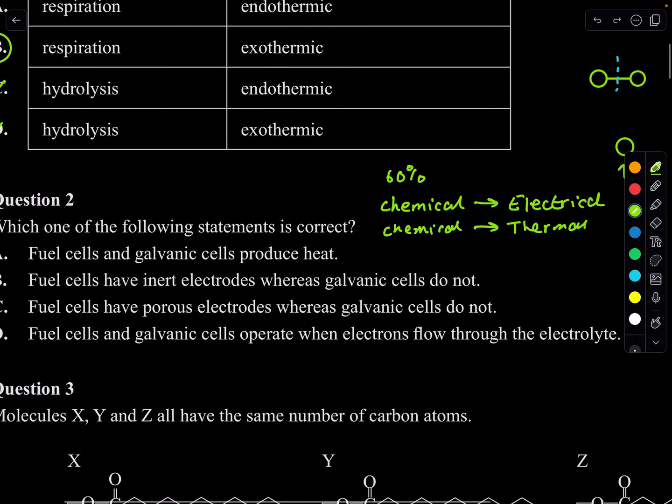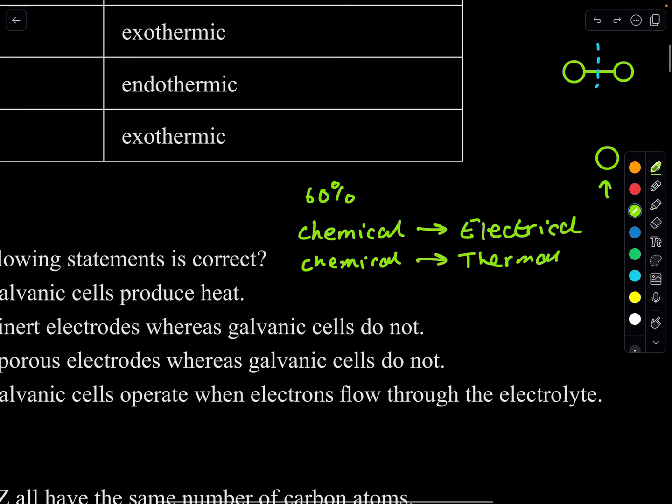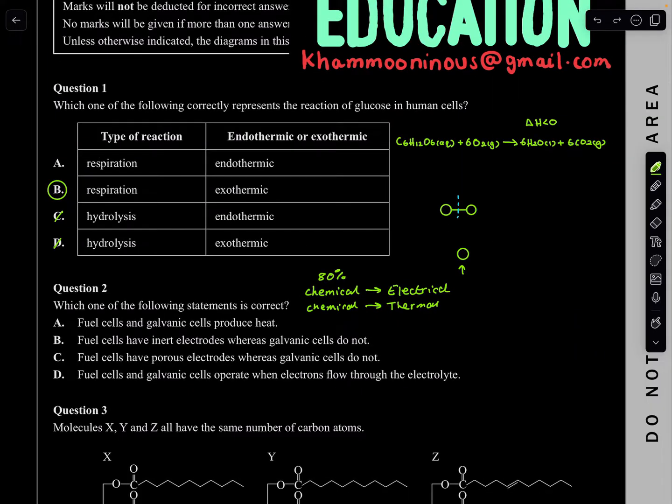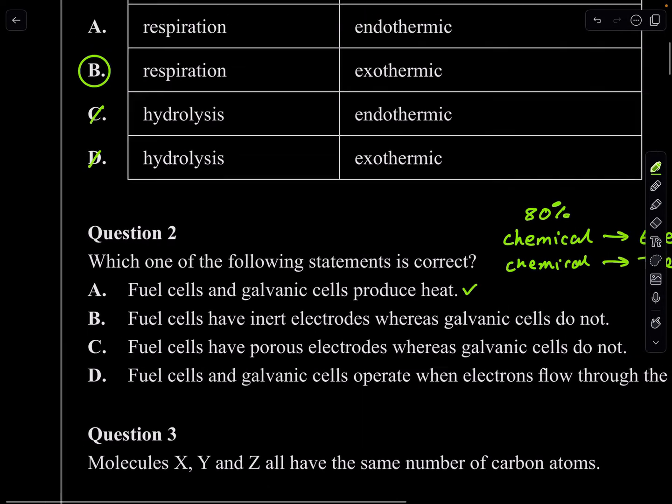Absolutely. So let's have a look at the next one. Fuel cells absolutely do also produce heat. We know fuel cells are basically galvanic cells, but they are much more efficient, around 80% efficient in transferring chemical energy to electrical. But we still have that chemical to thermal, because not everything in the world is 100% efficient. So we still produce some thermal energy. So fuel cells and galvanic cells both produce heat. We can put a tick on that. That is correct. Let's check the other ones for a second.